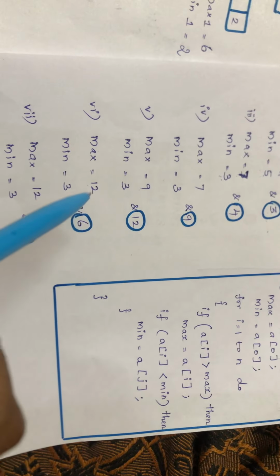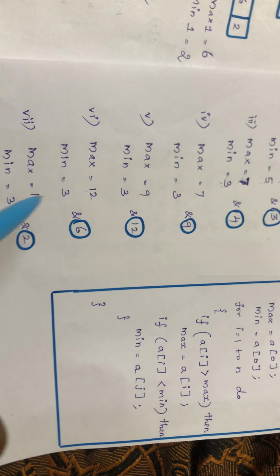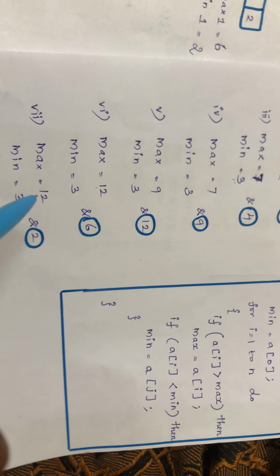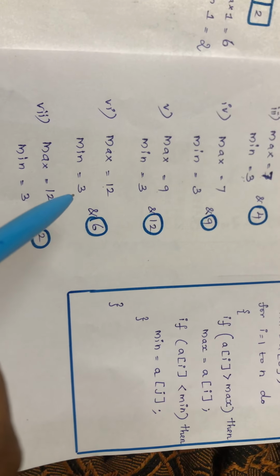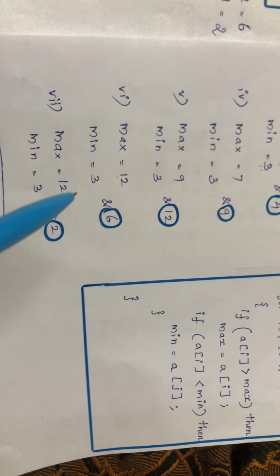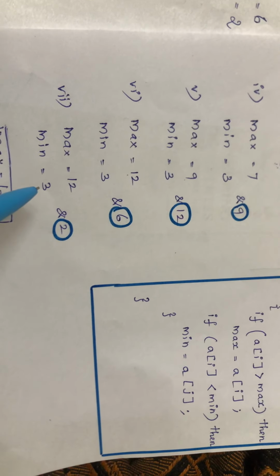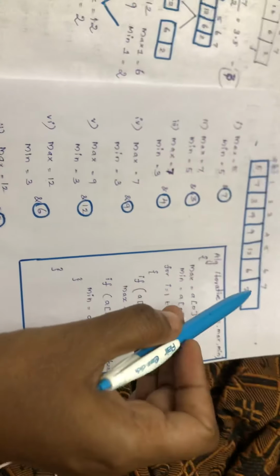After that compare 6. 12 and 6, here the maximum value is 12. So 12 remains the same. Then compare the minimum value, 3 and 6. Here 3 remains the minimum value. So the next one is 2.